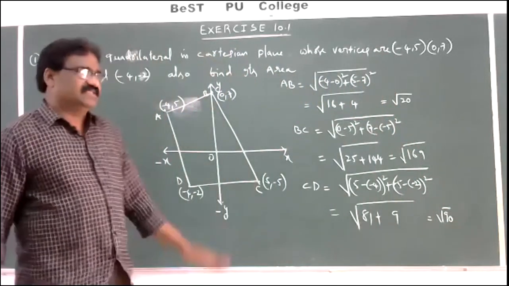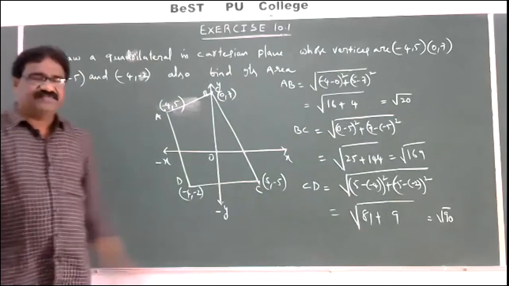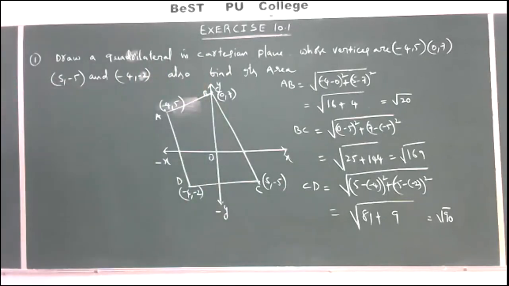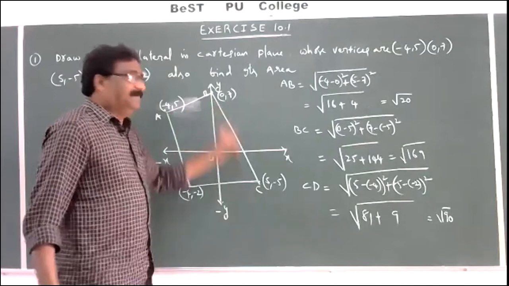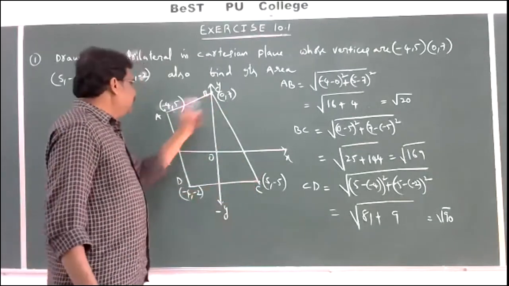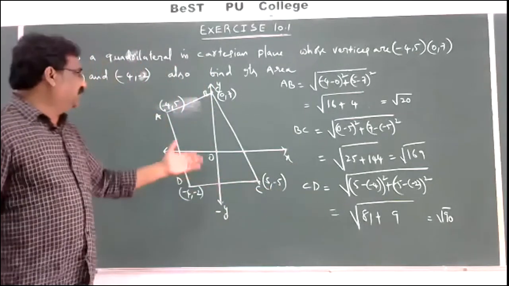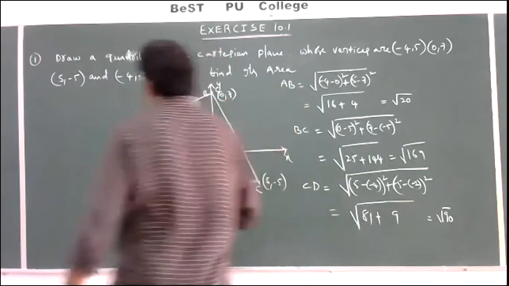Here it is not a square, and it is not a rectangle either. We verified the AB length, BC length, and CD length. But the AB length is not equal to the CD length. That's why it is not a rectangle, and it is not a square either. That's why we have another formula.